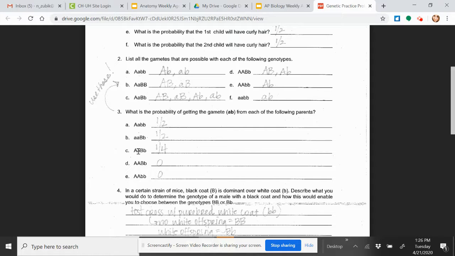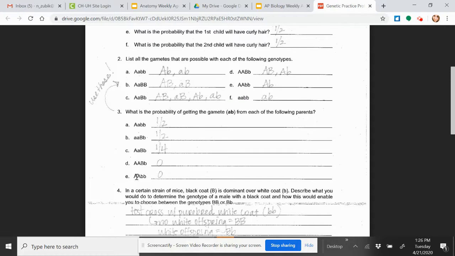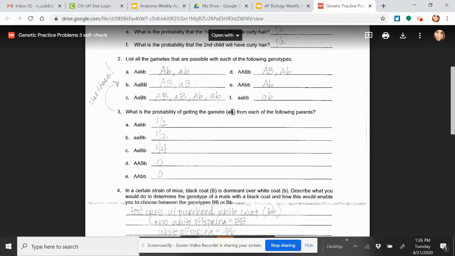Big A, big B, little b. Up here, probability 1 out of 4 or 25%. Since we don't have a little a here or here, the probability is 0. We do not have these alleles in the parents, so they will not show up in the offspring.